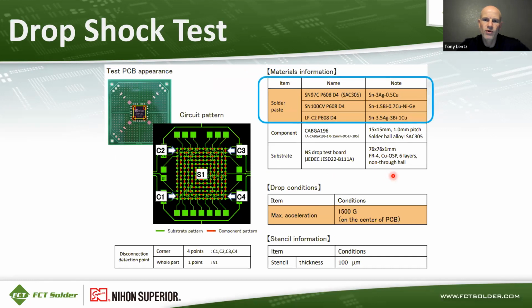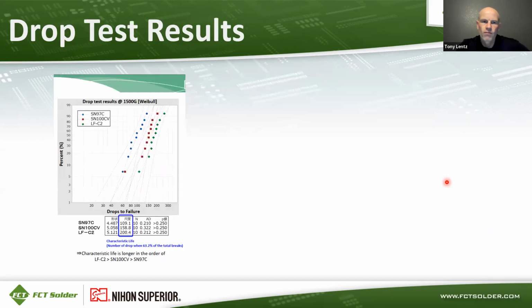There were 3 alloys used, SAC305, S100CV, and then a newer alloy called LFC2, which is a mixture of tin, silver, bismuth, and copper. And the acceleration used was 1,500 grams. Here's some of the drop test results.